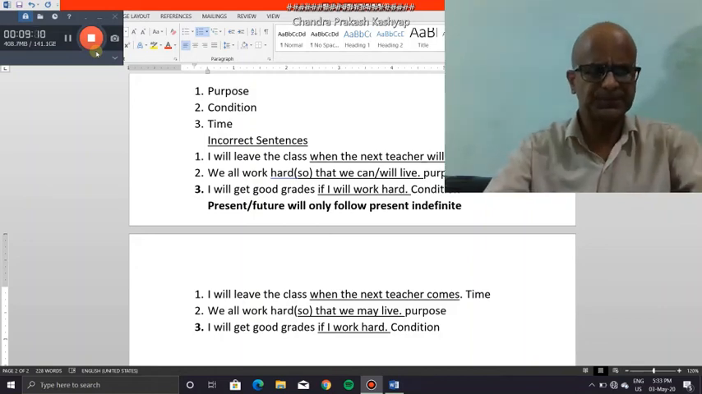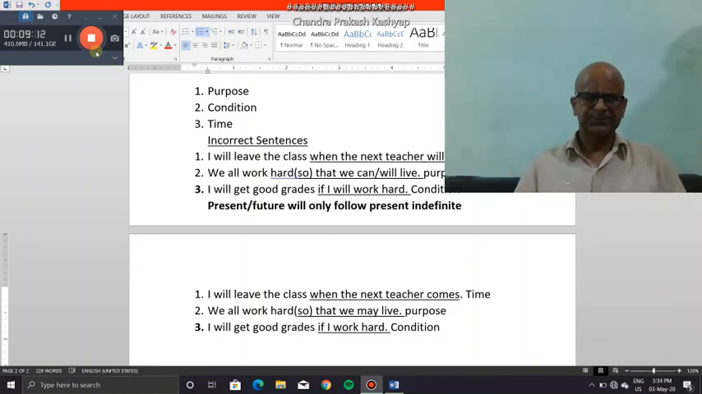Simply put, I can understand it in a simpler manner. If and will do not go together. When and will do not go together in the same clause. If and will do not go together in the same clause.